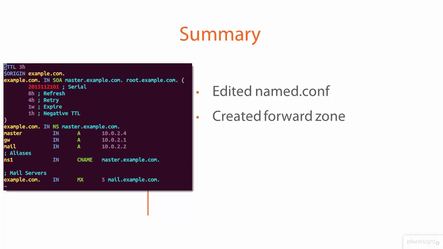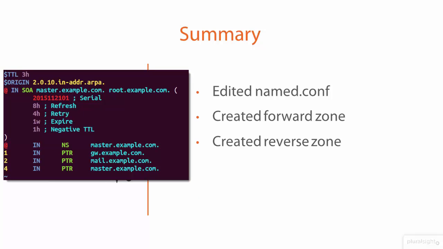We created the forward zone, and the zone that we were using was example.com. This is where we put in our resource records, and those resource records can be made up of things like the start of authority, the name server, address, MX, CNAME records.